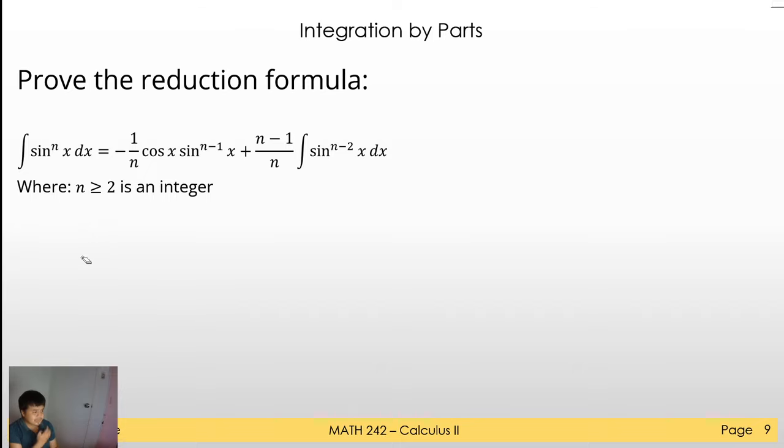So how do we do this? It can be tricky here. There are a lot of ways to do this. But actually you can factor out a sine. Instead of sine raised to n x, we can reduce the exponent by 1 and factor out 1 sine x. So we have sine raised to n minus 1 of x times sine x. So maybe we can try utilizing the u dv method for this one.